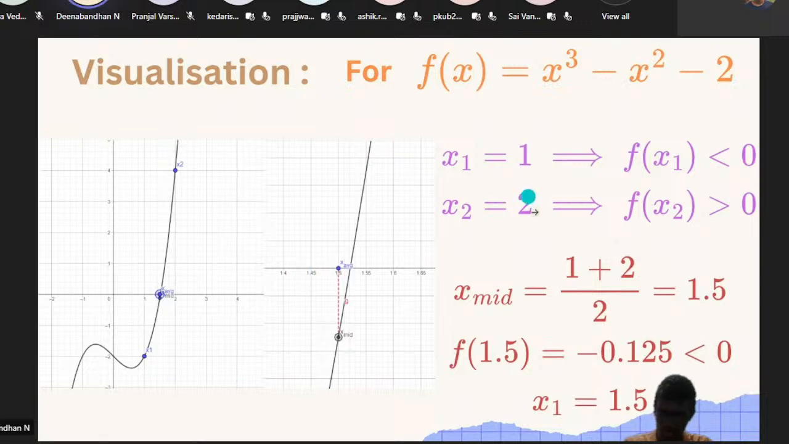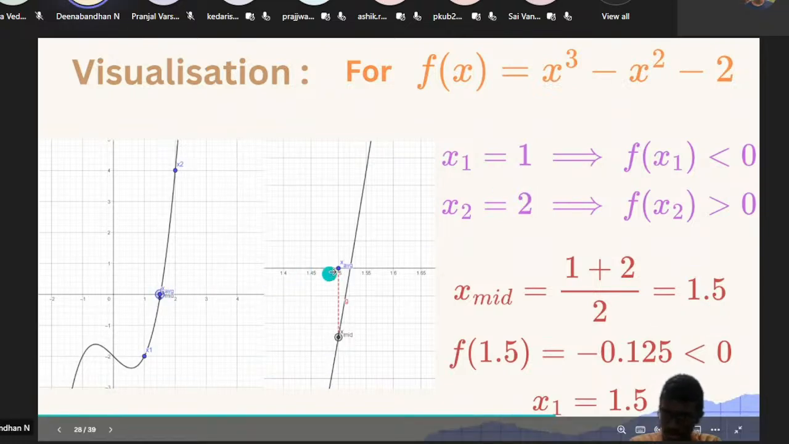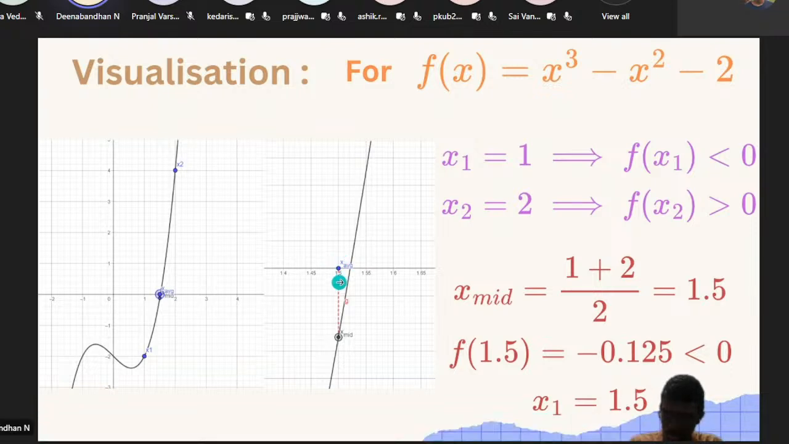Once again, 1 plus 2 by 2, you are getting 1.5. So it is somewhere here. I've zoomed in here, right? So you have taken 1.5. Similar to the previous thing, you have to draw a vertical line to the curve. Same as before, there we computed some formula, but here you are taking the midpoint and drawing a line to the curve. All right. So this is f of x mid.